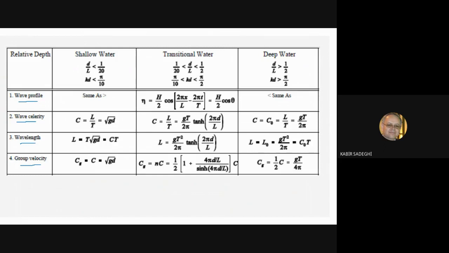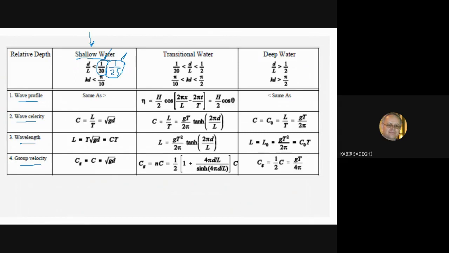First column is for shallow water. That in definition is d over L is 1 over 20, and some references such as the US Corps of Engineers write 1 over 25 instead of 20. Doesn't change too much. This is 4%, this 5%, and this is 4%. 4% is more correct, but 5% doesn't change a lot. They are similar.